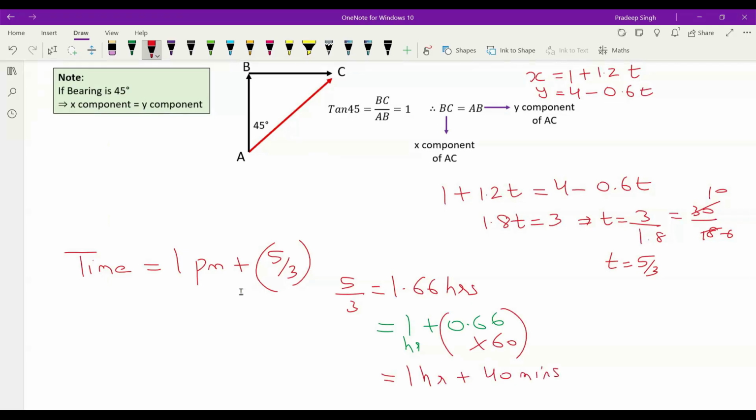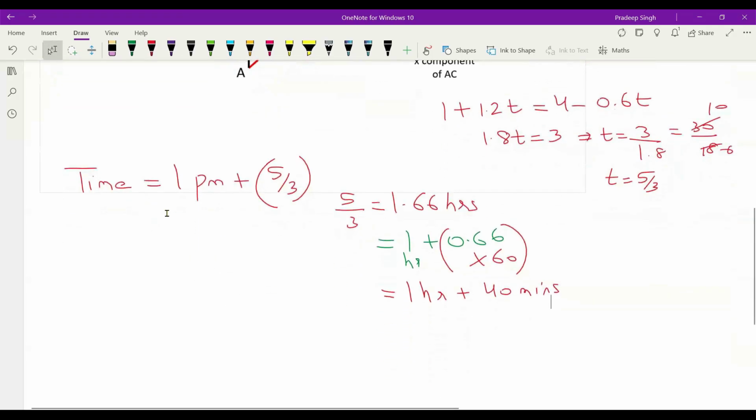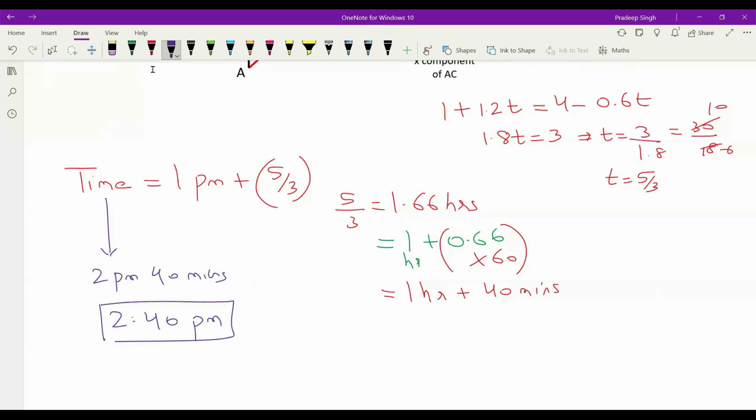Now we need to add this much time to the original time of 1 p.m. So 1 p.m. plus 1 hour is 2 p.m. and we add another 40 minutes to it. So the final time will be 2 p.m. 40 minutes, which is basically 2:40 p.m. And that's the answer for part B.